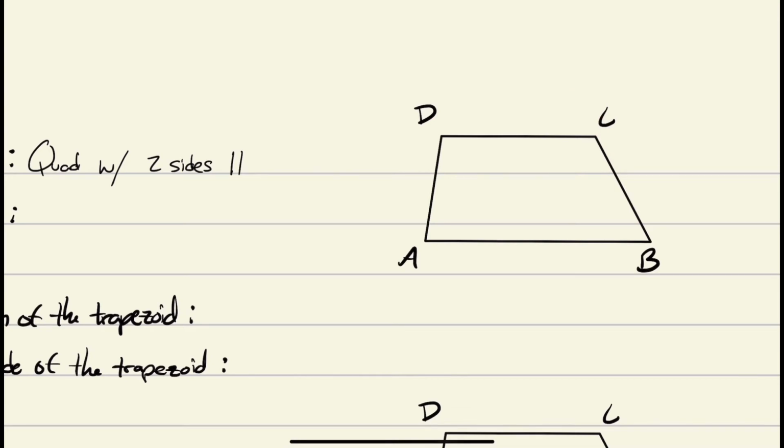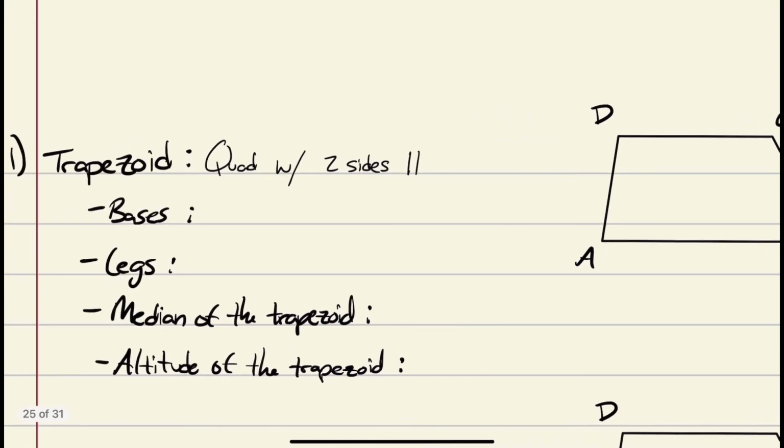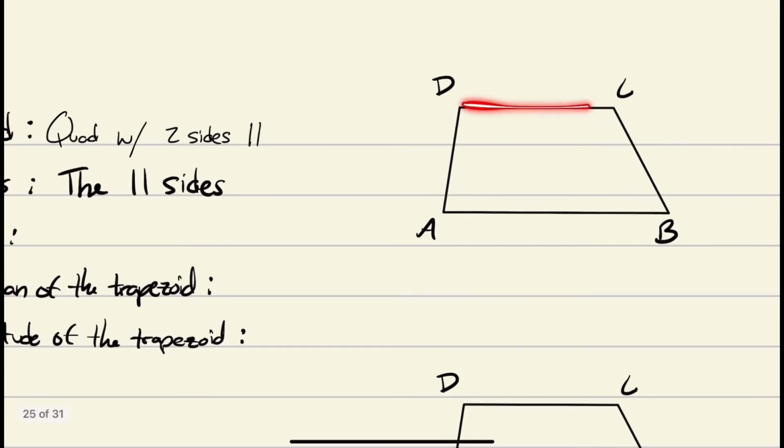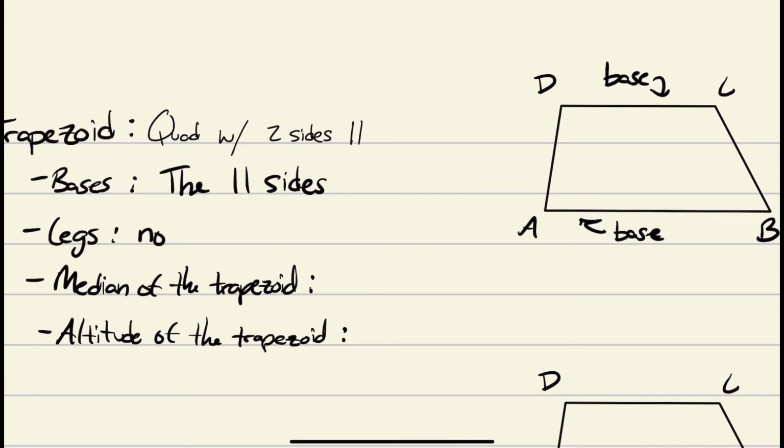All right, the bases of a trapezoid are the parallel sides. So AB and DC would be our bases. This would be a base, and that would be a base. Any of the parallel sides are the bases. The legs are the non-parallel sides. Pretty basic. So the other two sides would be the legs. That would be a leg, and this would be a leg.